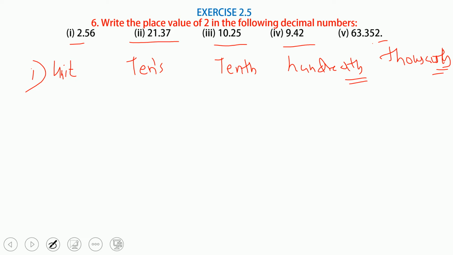It is only the place value, in which place it is. That you have to write. So here it is the tens place, here it is the units place, and here it is the tenth place, that is 1 upon 10. It means 1 upon 10th place. Here it is 100th, that is 1 upon 100th place. And here it is 1000th, that is 1 upon 1000. Sure? Like that it is.